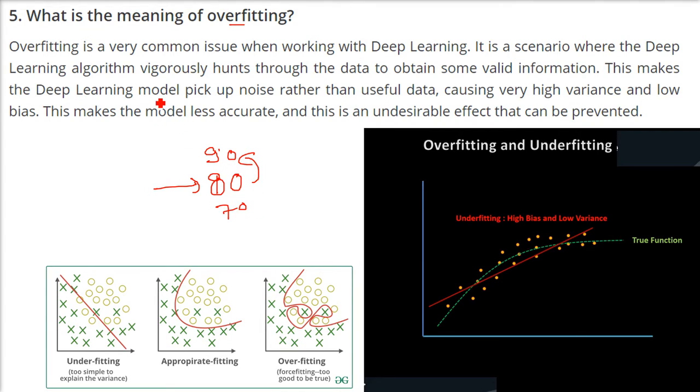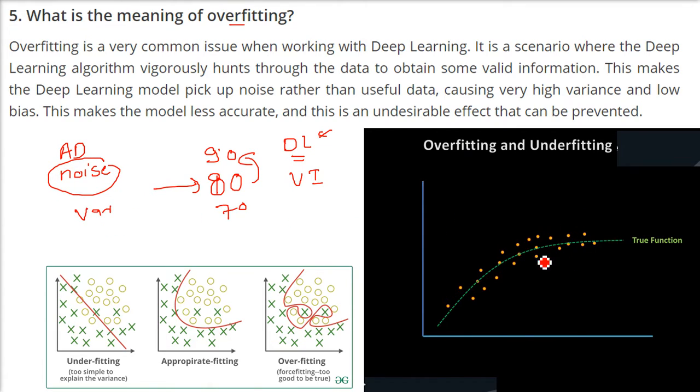So now the deep learning model, because it is vigorously hunting, is picking up the noise rather than the useful data, causing very high variance. Because if you are taking noise and the actual data, there will be high variance between these two and the bias will be less. So it starts picking up the noise because it's working with the intent to work hard to get the actual result. So the accuracy we wanted, we don't get. So the model becomes inaccurate and there are undesirable effects which are seen.